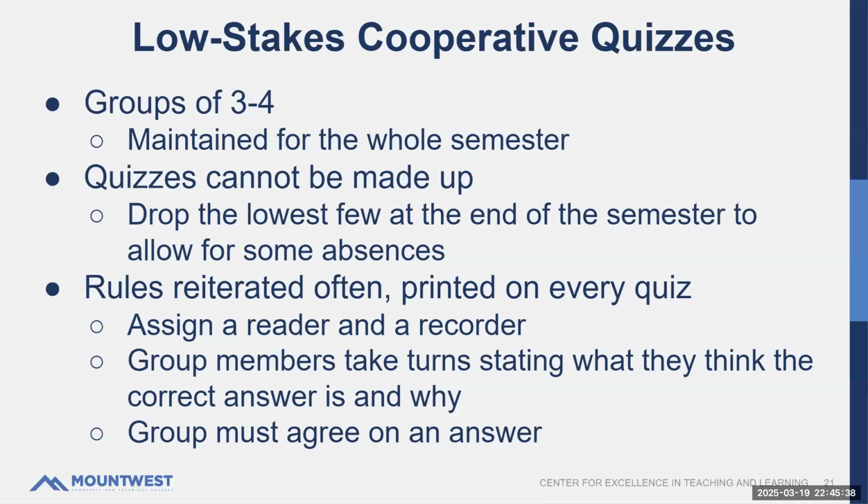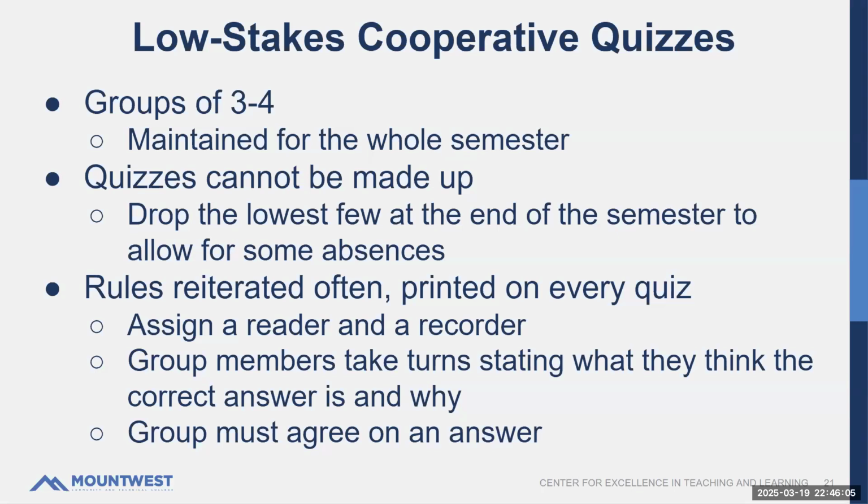I do reiterate my rules often. In fact, I print them on every quiz. Every time I give a quiz, usually they're just 5 or 7 questions. I give each group 1 quiz. There is a person who reads the question. And after they read the question, group members take turns stating what they think the correct answer is and their rationale. Then the group has to agree on an answer.